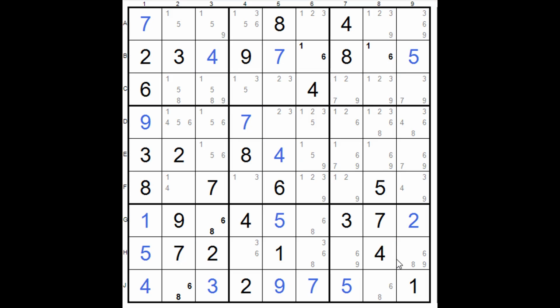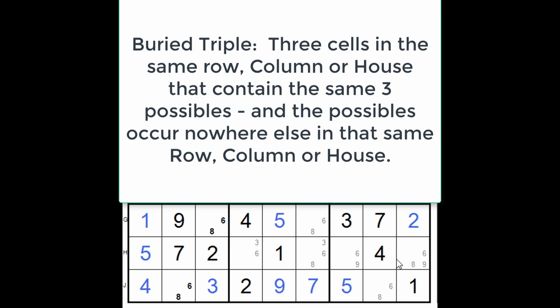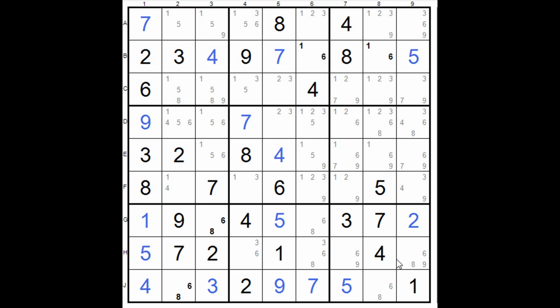A buried triple is where there are three squares or cells in the same row, column or house that contain the same three possibles, and the possibles occur nowhere else in that same row, column or box. Now I'm going to show you two examples of that, and this is the first one here.